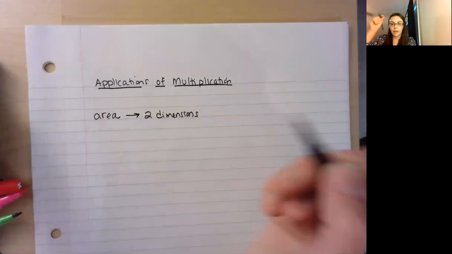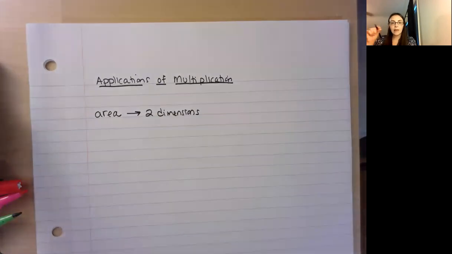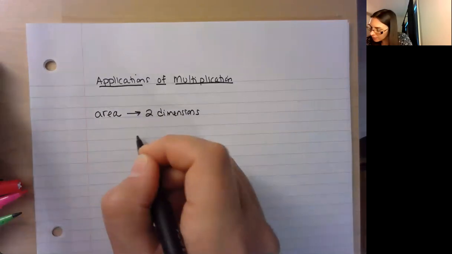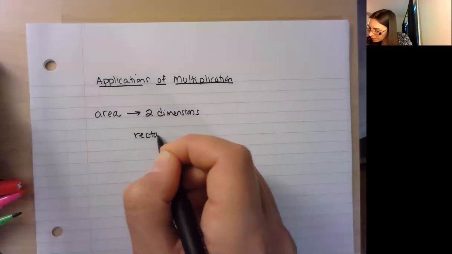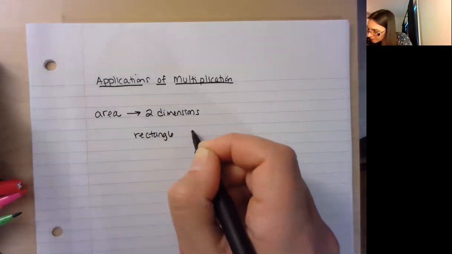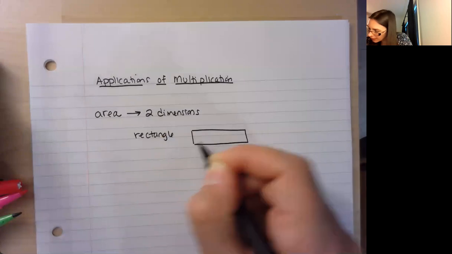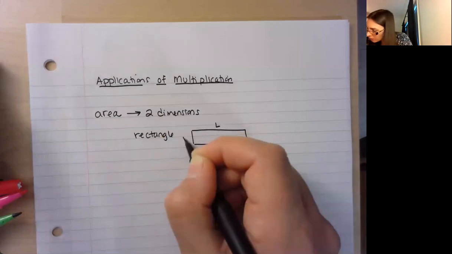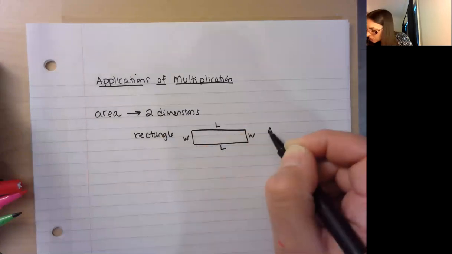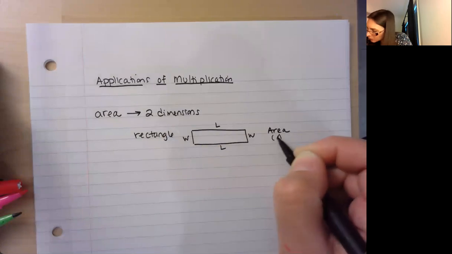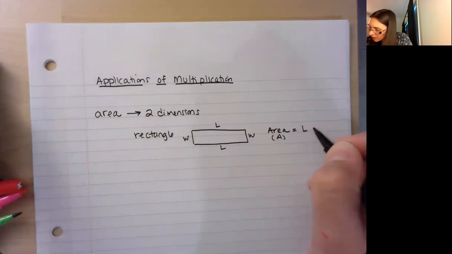So perimeter was one dimension, just going around the edges. Area is two dimensions. And typically for things like rectangles or squares, we're looking at length times width. So if you have a rectangle, okay, let's say this is your length and this is your width. Well, the area, which we usually abbreviate as A, is going to be your length times your width.